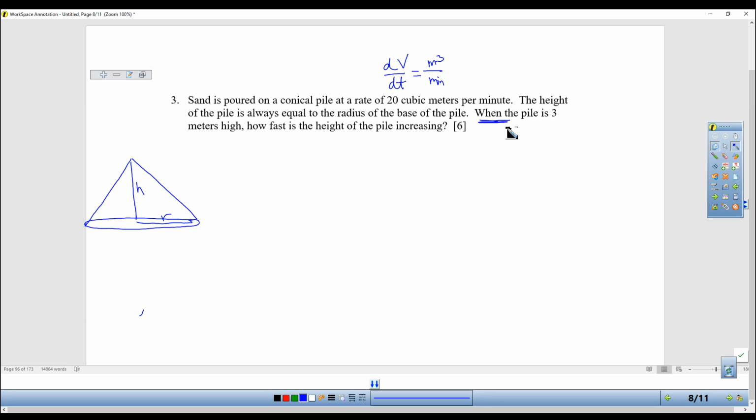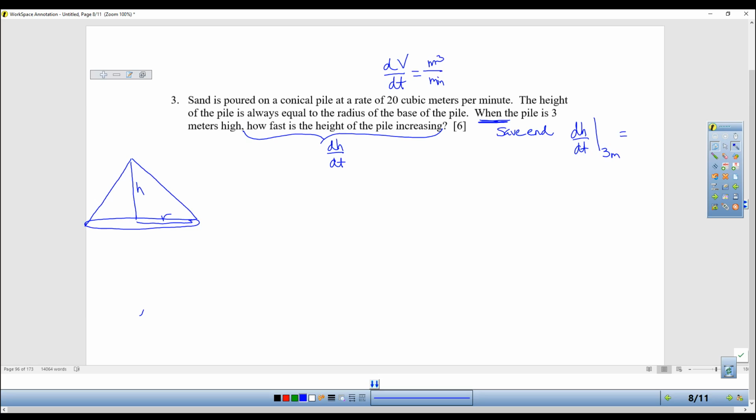All right, as soon as I see the "when," remember you're going to save that for the end. When the pile is 3 meters high. So I'm going to be doing something at 3 meters. How fast is the height of the pile increasing? You need to be able to change that to a variable. How fast means it's a derivative. The height means it's dH over time, dH dt. So I'm going to find dH dt, but then I'm specifically going to find it at 3. But the "when" part you're saving for the end. You want to work with a general formula.